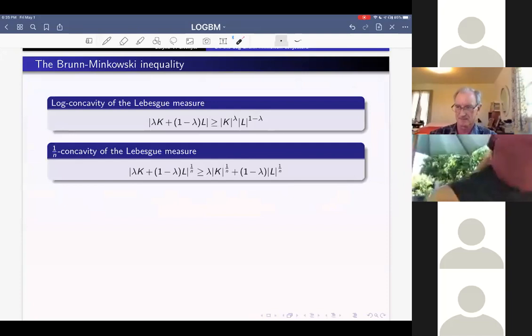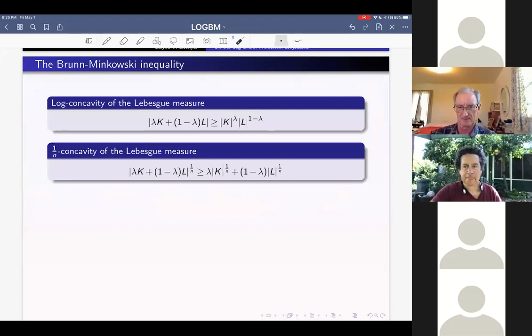Okay, great. So let me now mention a very important inequality in convexity, which kind of motivates this entire subject, the Brunn-Minkowski inequality. It basically tells us that the Lebesgue measure is log concave. That if I take a convex combination of two sets K and L, not necessarily convex, by the way, just any measurable sets, let's say, this volume is bounded from below by the geometric average of volumes of K and L. And I denote volume as absolute value.